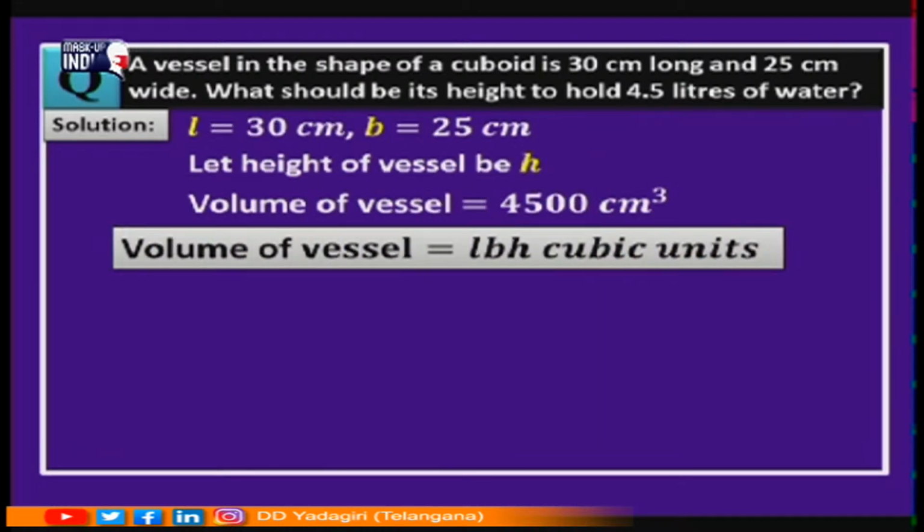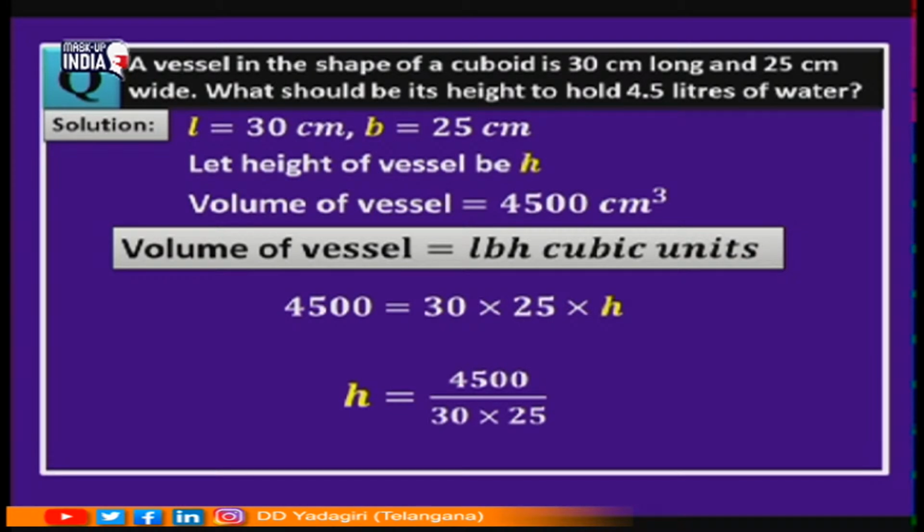So, let us apply the volume of a cuboid, children, that is L into B into H cubic units. Now, let us substitute all the values, that is L is 30 and B is 25 and height H. So, 30 into 25 into H is the volume, 4500. Now, from this equation H is equal to 4500 divided by 30 into 25. Now, 30 goes in 30 one time, and in 4500 it goes, yes, 150 times. Now, 25 in 25 goes one time, whereas in 150 it goes 6 times.